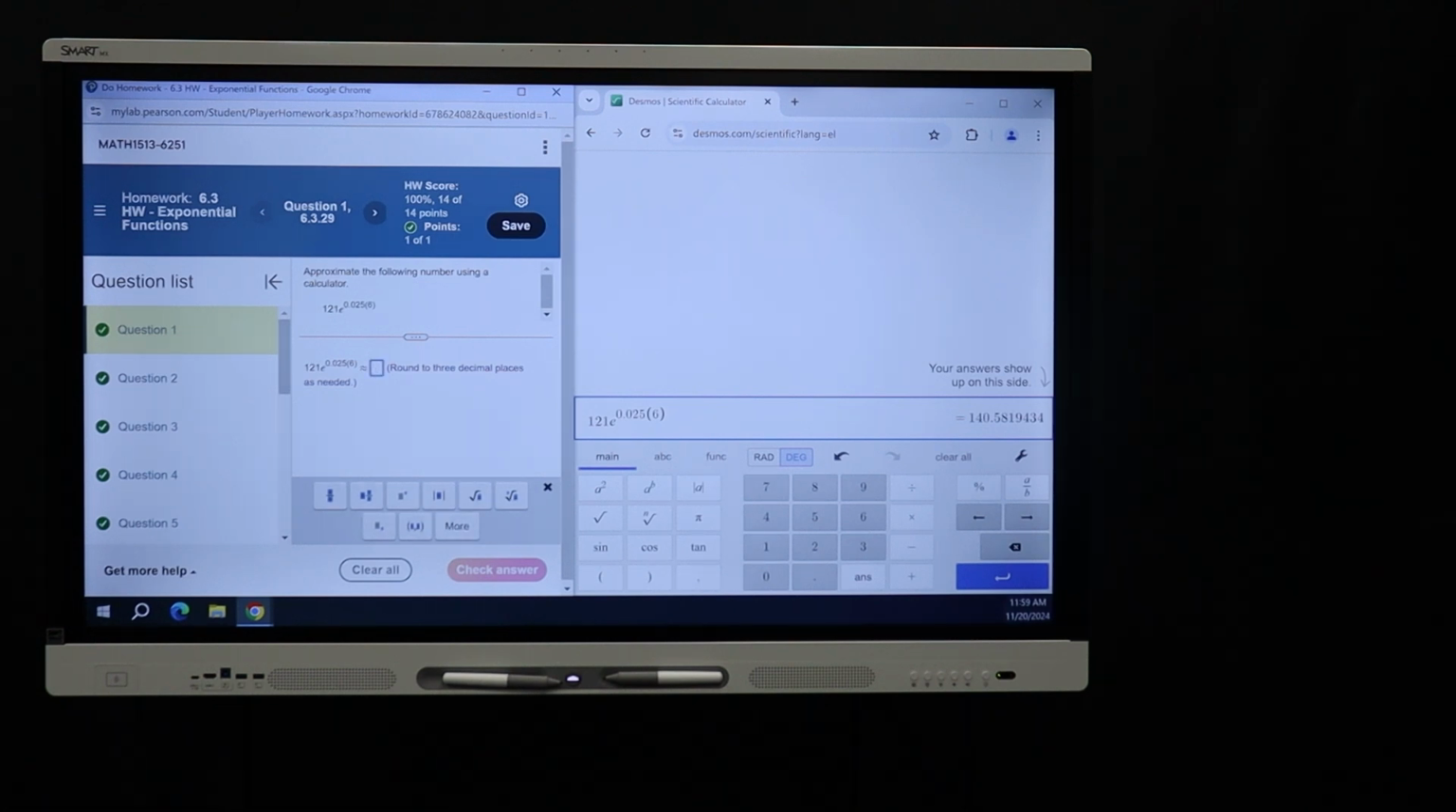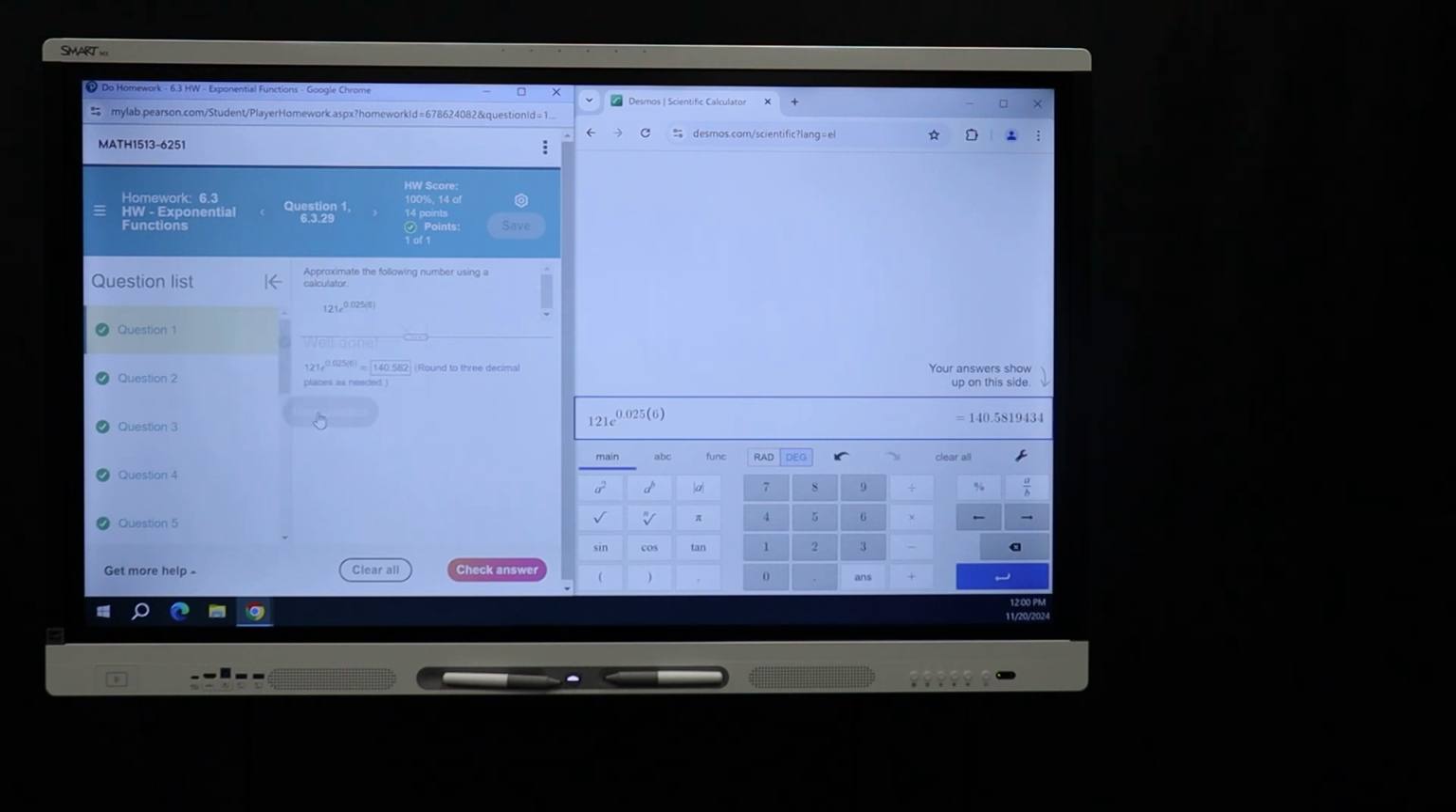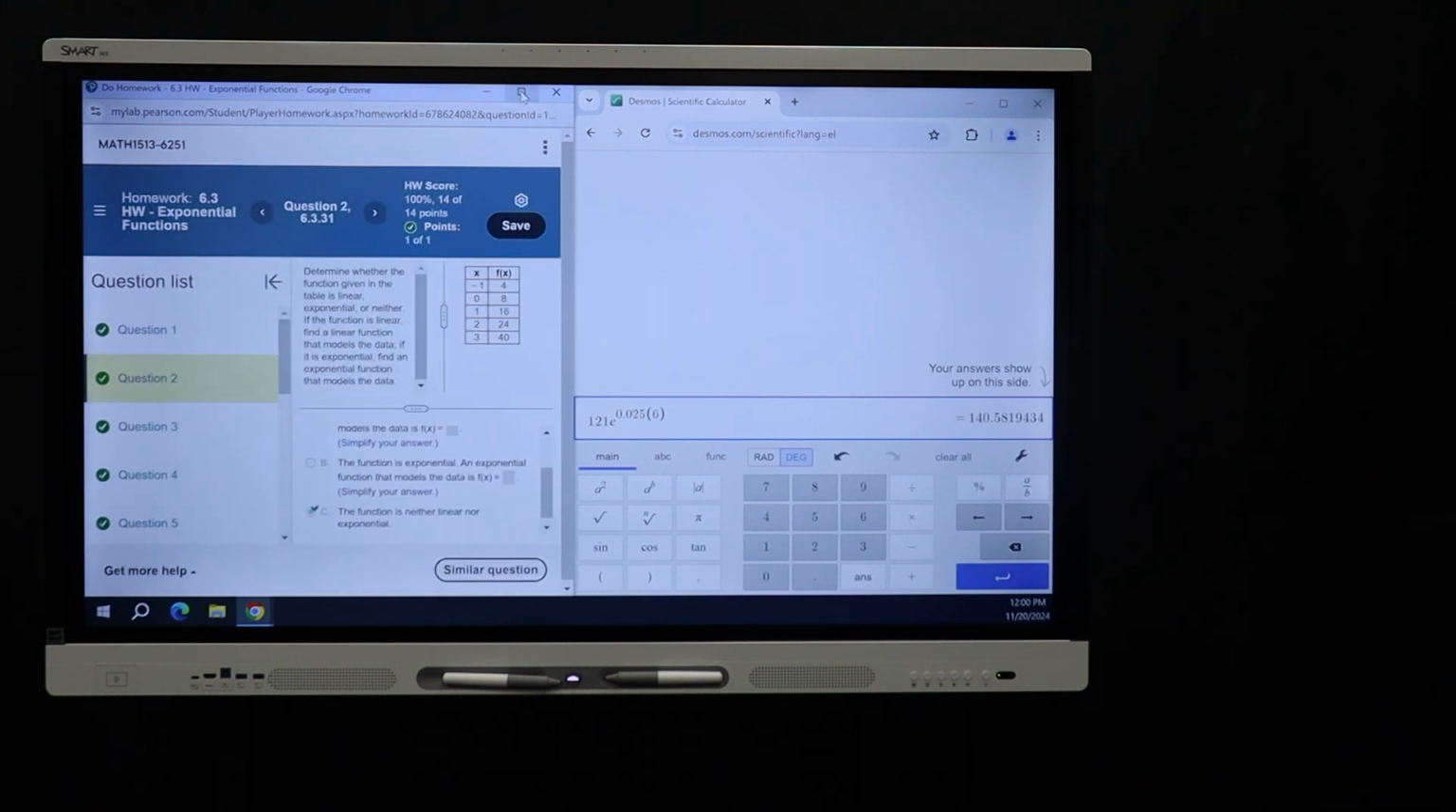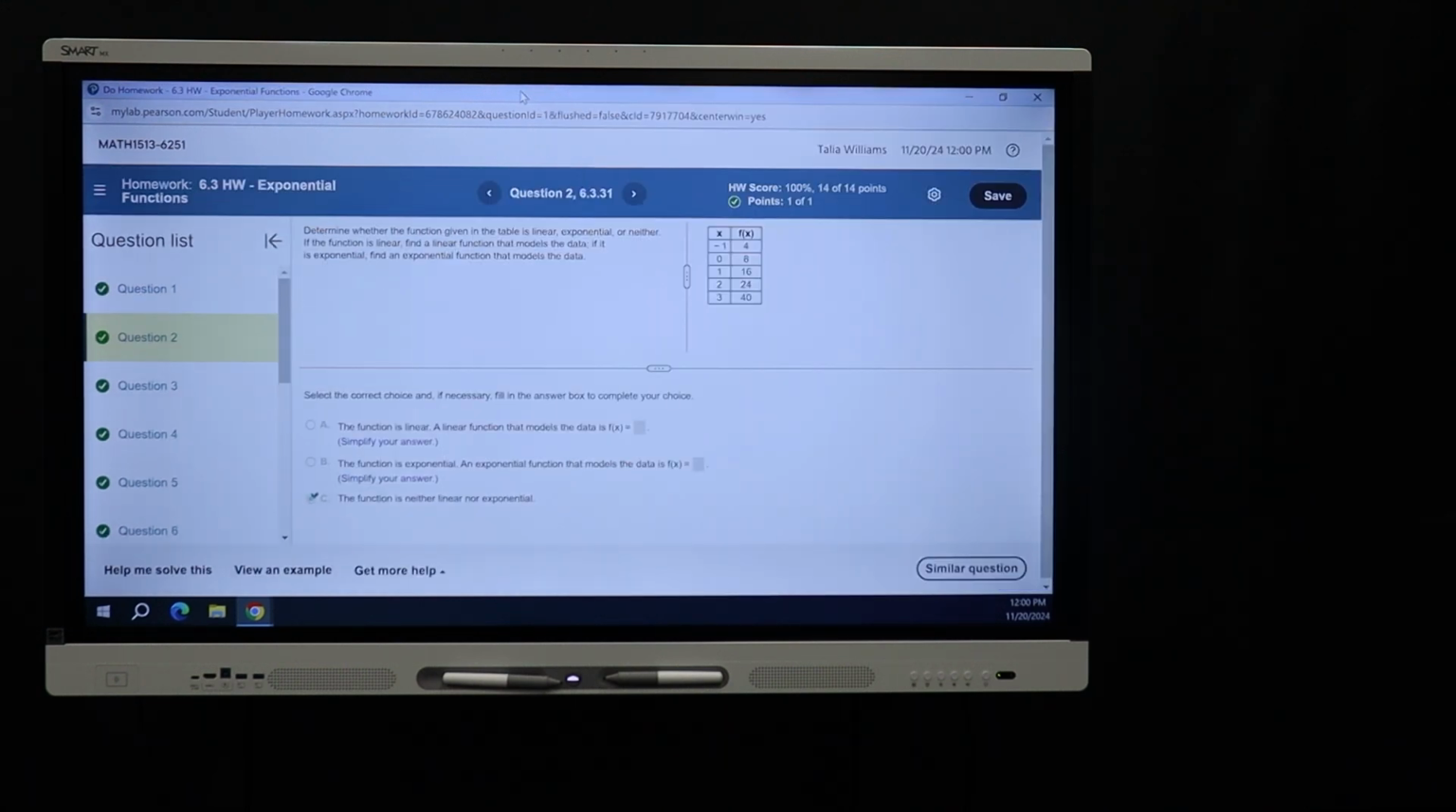So let's see. Round to 3 decimal places. We have 582.5819, so it's going to be 582.582. And I'm going to put away our calculator for a little bit.